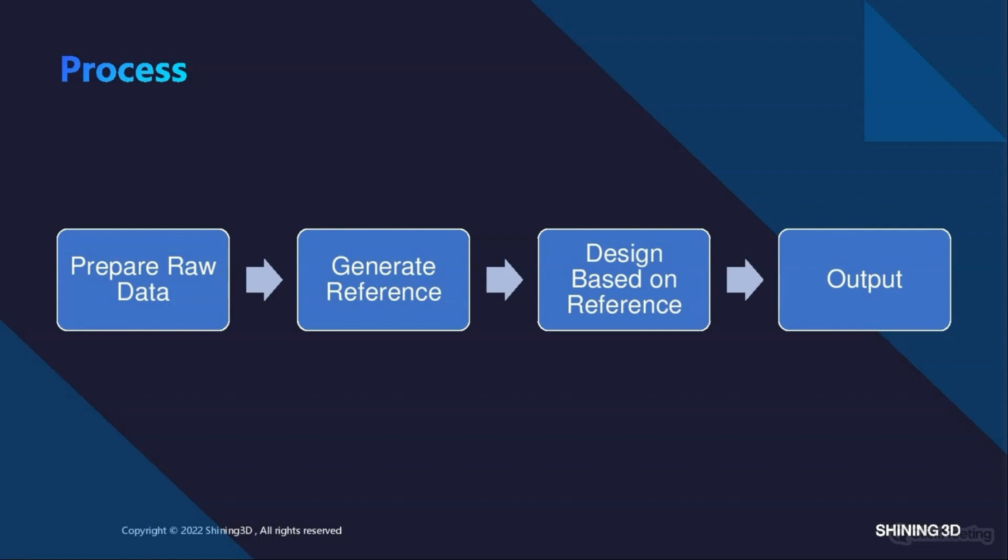The second part will be generating reference. Based on the scan data, we have to extract reference. For example, if I scan my cell phone, I need to extract the top and bottom surfaces and the four walls, to help me quickly construct the body of the cell phone, right? So the next step will be generating reference. This reference will be used in the next step, which is called design based on reference.